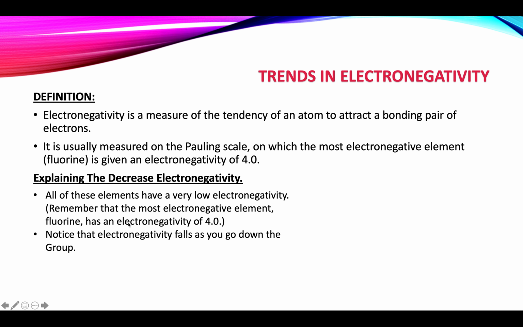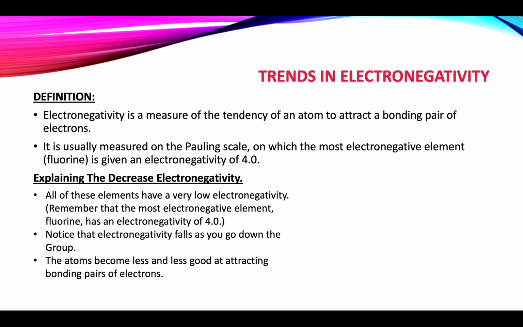If we consider the trend moving down the group, as you know, it is again inversely proportional to atomic size, so the electronegativity falls as we go down the group. The atoms become less and less good at attracting a bonding pair of electrons because of the increase in atomic size.